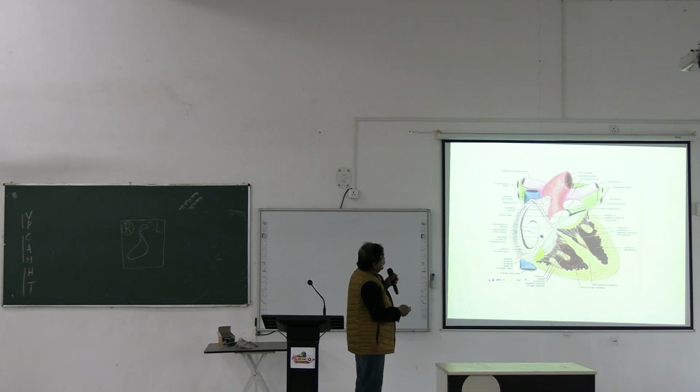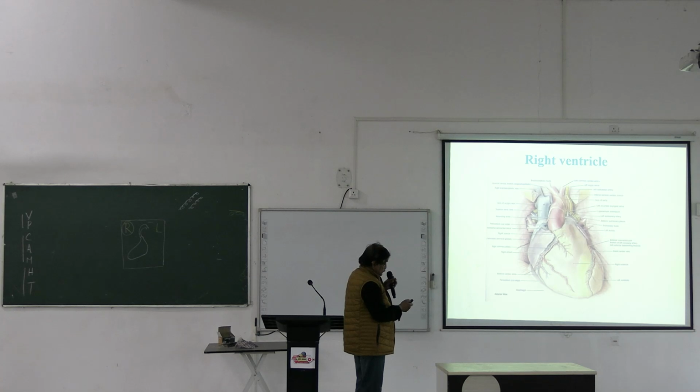Now you can see the papillary muscles, the valves, and the arch of the aorta, right pulmonary artery, left pulmonary artery. These are the pulmonary veins in green, and this is the interatrial septum. This is the interventricular septum, cavity of the right ventricle, the cavity of the left ventricle. Now, right ventricle.